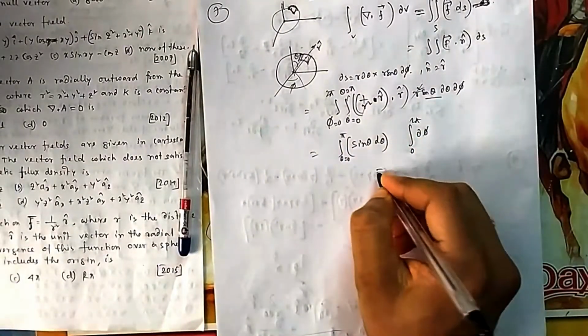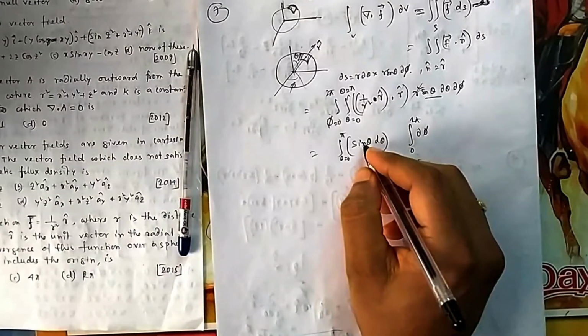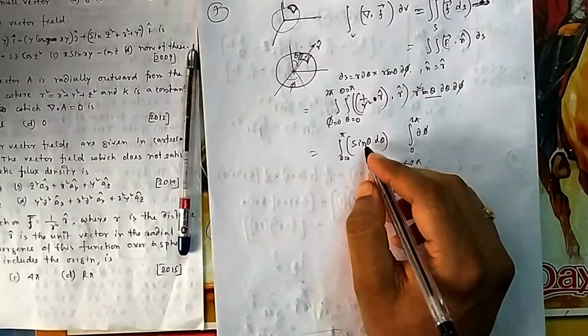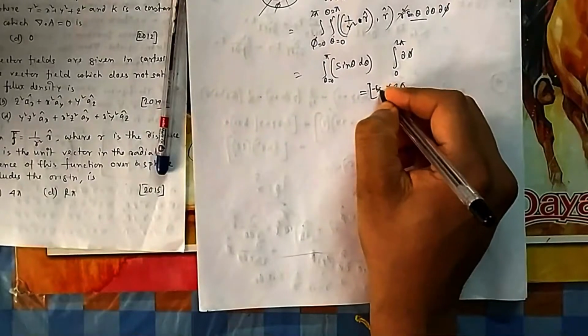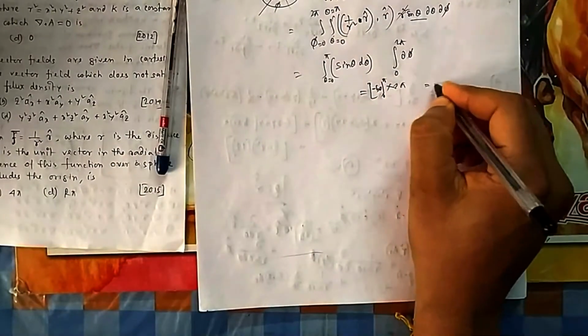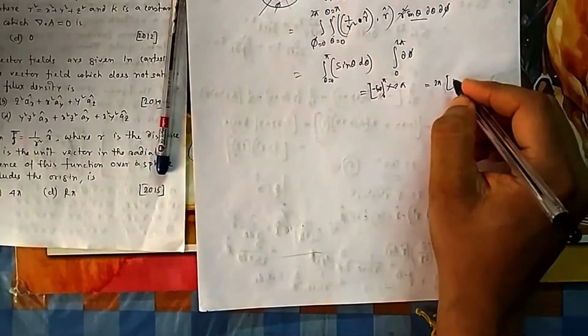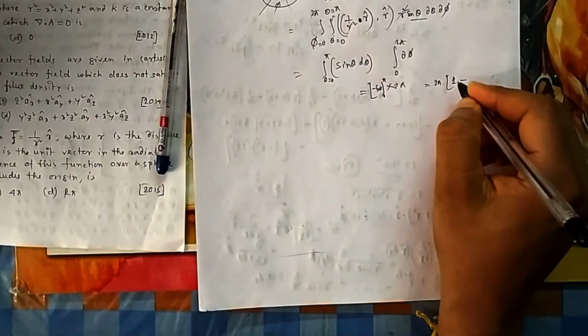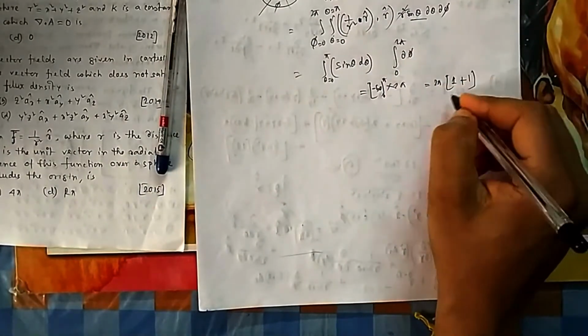pi. So this will give you 2 pi, and this will give you cos theta. Cos theta is cos pi minus cos 0, from 0 to pi, which will be 2 pi. If you give cos pi, it is minus 1, minus, 1 minus 0, 1. So it will be 4 pi. So your answer is option C.